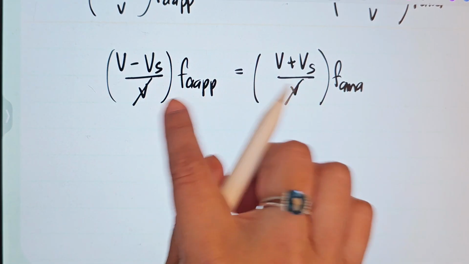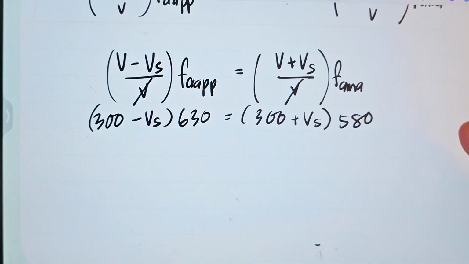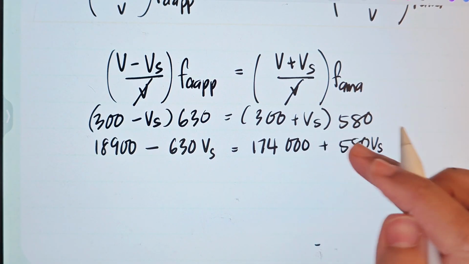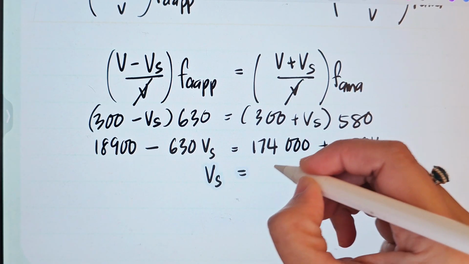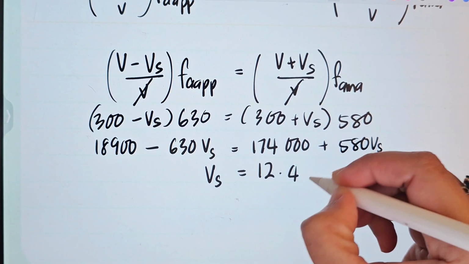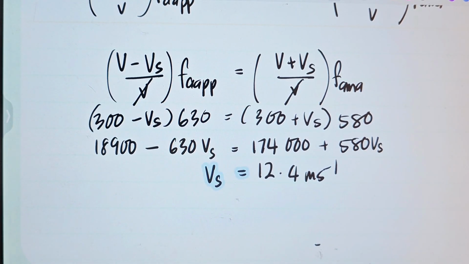And next I'm gonna do the substitution like this. And then I calculate, and I got the Vs as 12.4 meter per second.